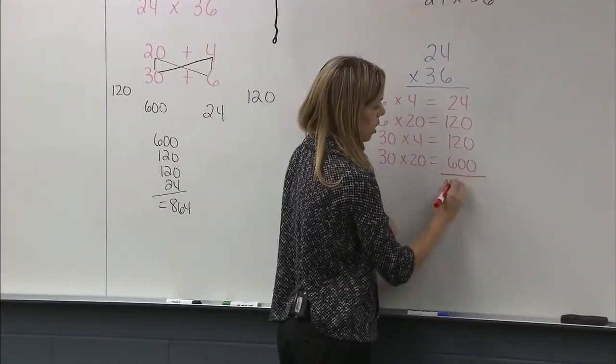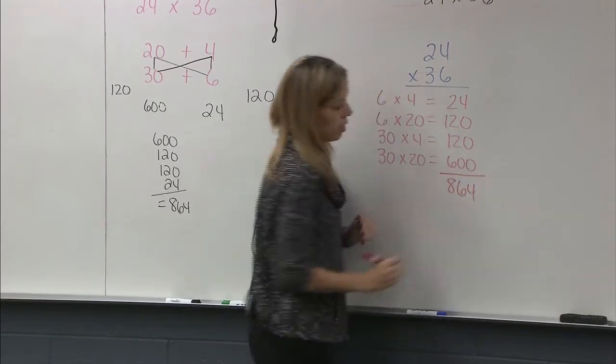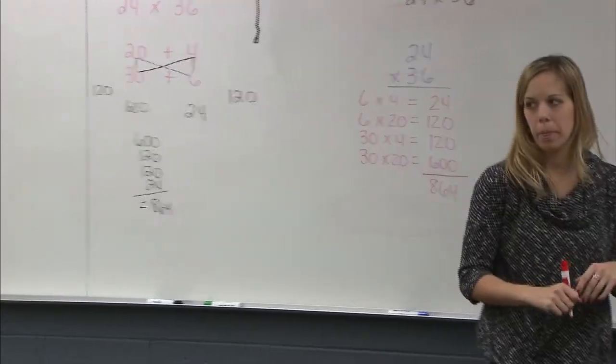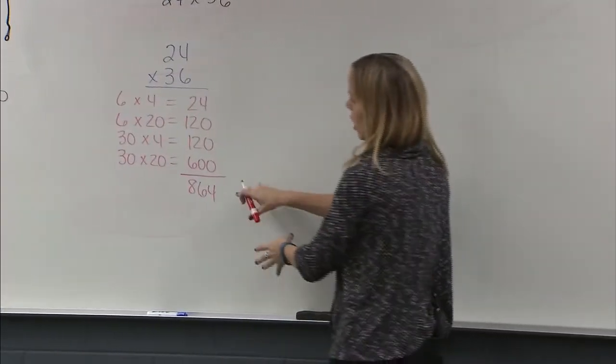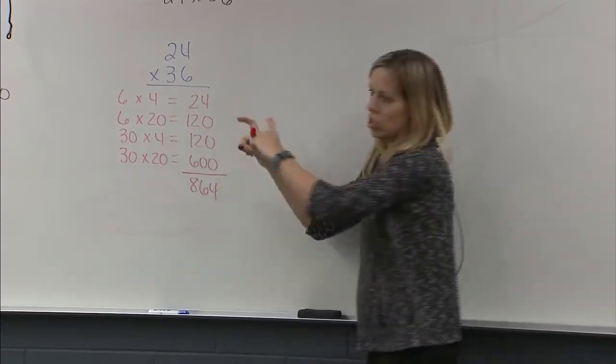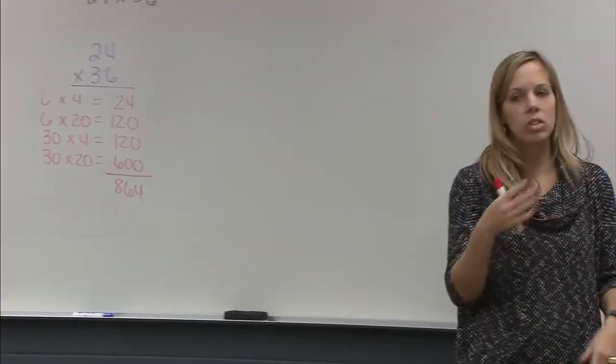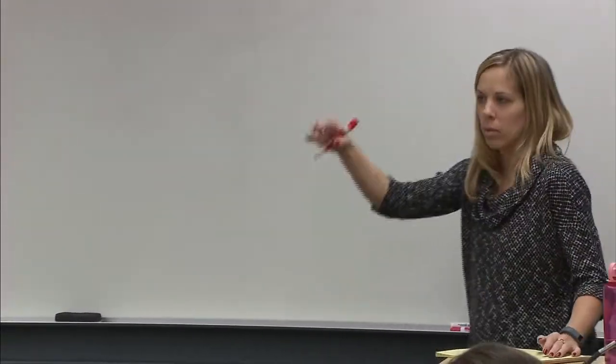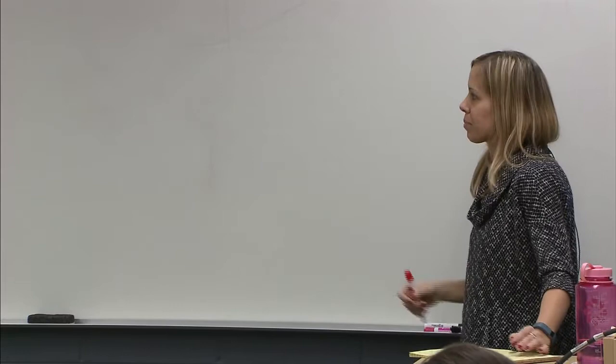And then they would total this up and again get 864. So we're getting closer to our standard algorithm, but they're still using all of these sums instead of just the 2 that we would end up with. They also don't have to remember to add the 0 when they move over a place value.